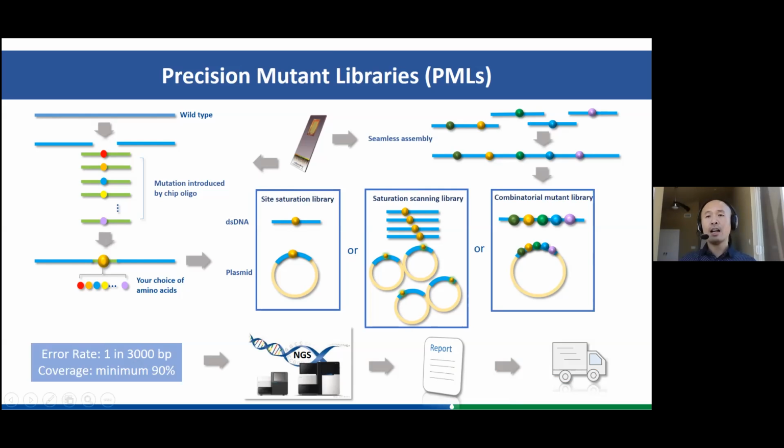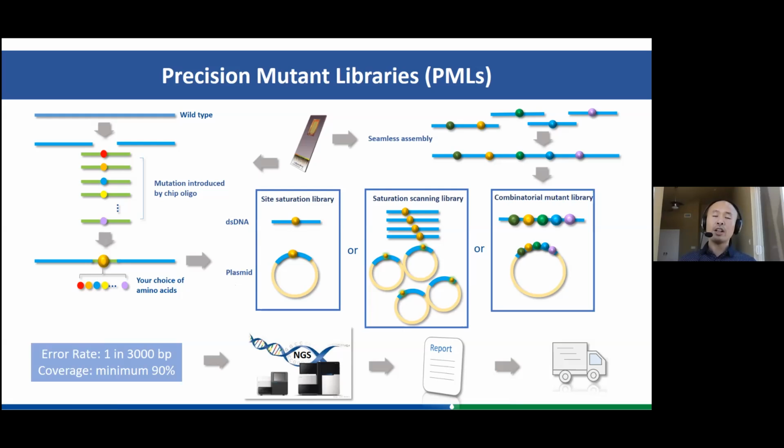And lastly, the combinatorial mutant library is for those who are interested in mutating multiple sites within multiple regions, all at the same time. So, simultaneous mutation. The size of this library is going to be substantially higher than the other two. We build these libraries by synthesizing individual oligos carrying specific mutations and assembling them into double-stranded DNA format, or cloning them into a plasmid of your choice.